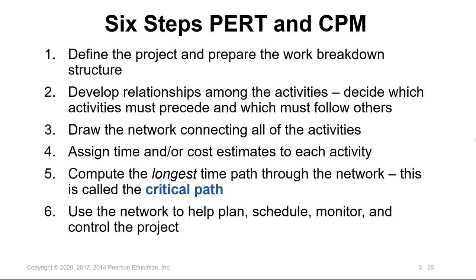or the next phase. To implement the program evaluation and review technique, which is PERT, and the critical path method, we need to first define the project and prepare the work breakdown structure. Develop relationships among the activities, which one comes first, which one comes after. Decide the predecessor and the must-follow activity. Draw the network connecting all the activities. Assign time and cost estimates to each activity. Compute the longest time path through the network, which is called the critical path, and use the network diagram to help plan, schedule, monitor, and control the project.